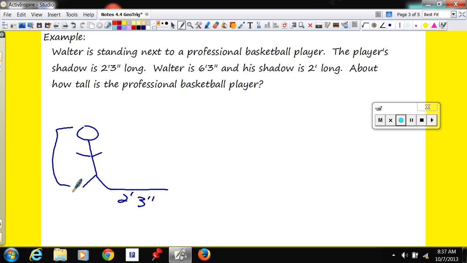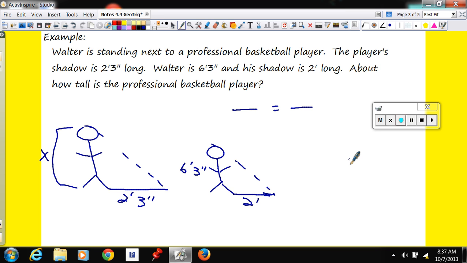And we don't know how tall he is. That's our unknown. We do know Walter, he's probably shorter, we're thinking, because his shadow is only 2 feet long. And he is 6 foot 3 inches. So you could essentially make your two triangles like we did on our golfer one today. So I need a good proportion that will allow me to solve for the height of the basketball player. I need a good proportion. What could I put over what?